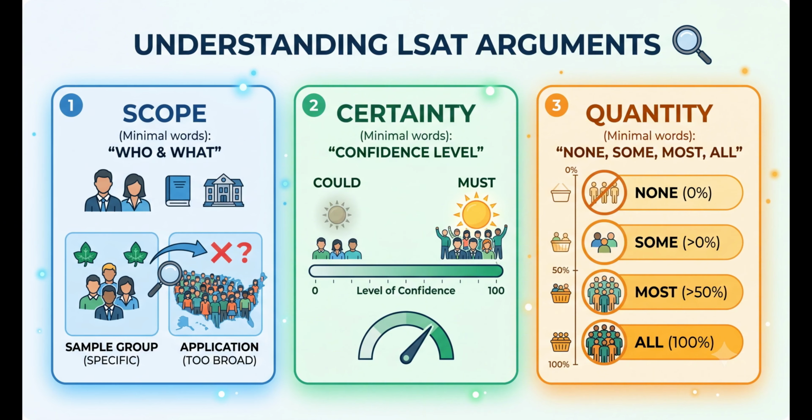SCOPE is about the WHO and the what. The argument's sample could have been restricted to interviewing Ivy League students, but an incorrect answer will apply the findings to the average college student in America. Certainty is the level of confidence placed in the main conclusion, which usually oscillates from could to must. Quantity concerns whether it is none, some, most, or all.